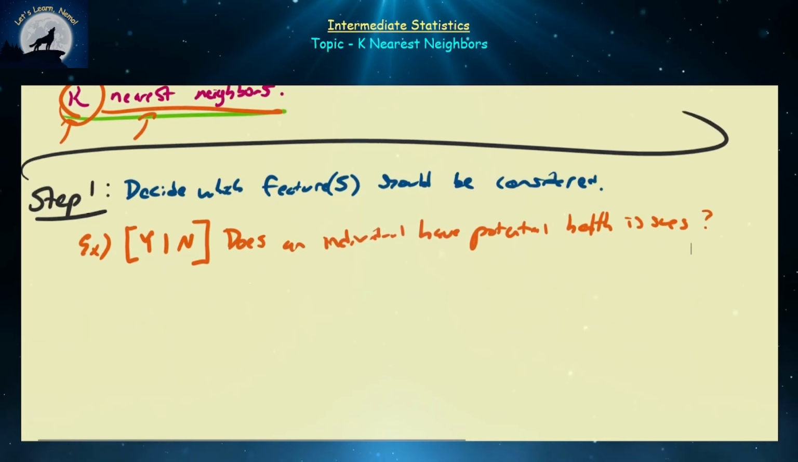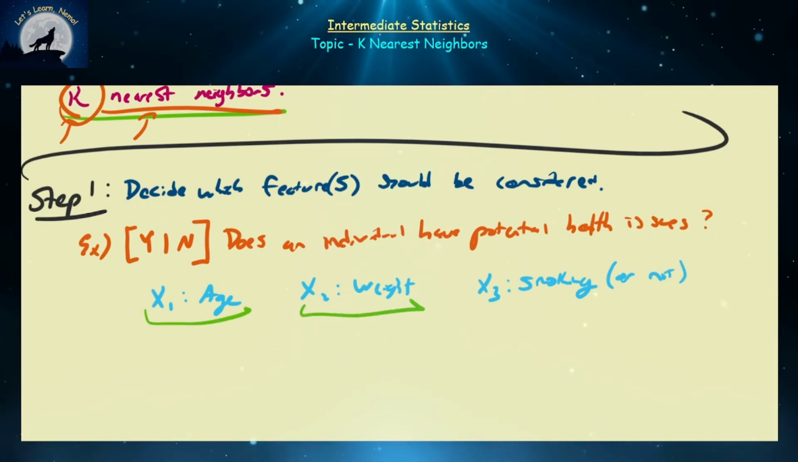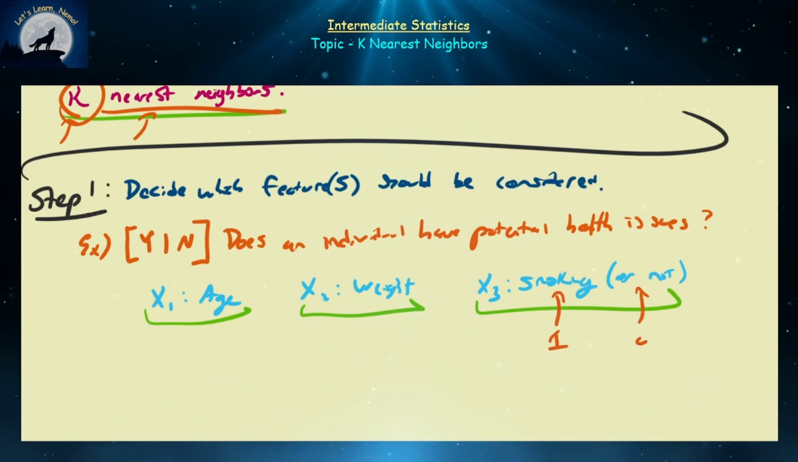So let's assume that we have a few features to select from. Let's assume that x1 is age. Let's assume that x2 is equal to weight. And let's assume that x3 is equal to smoking, or not. That's obviously a categorical variable, whereas the others are continuous variables. That's a dummy variable, but keep in mind we can always do some binary coding on this. For example, smoking can be identified as 1, and not smoking can be identified as 0. Okay, now we have a pseudo continuous variable for x3 as well. So once you have decided on your three or more features, now we can start the potential classification process.